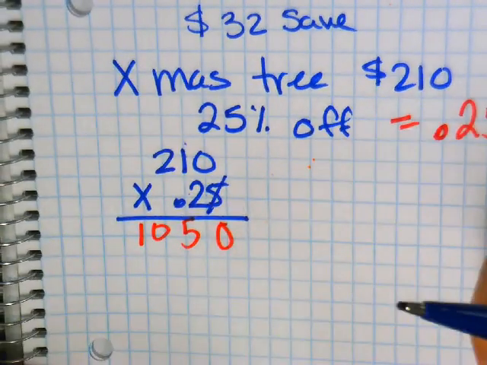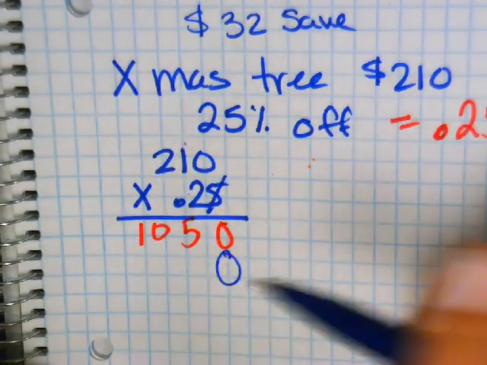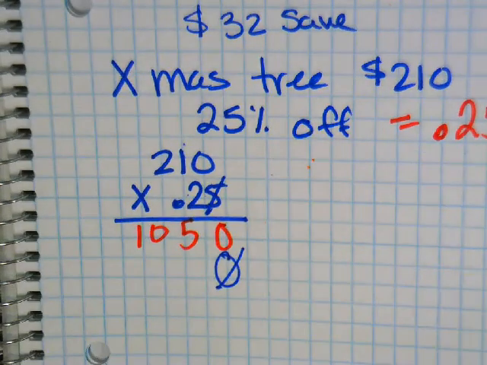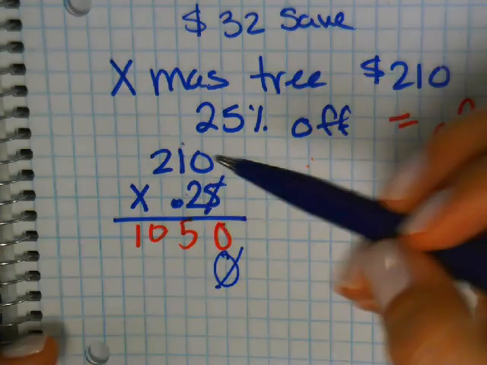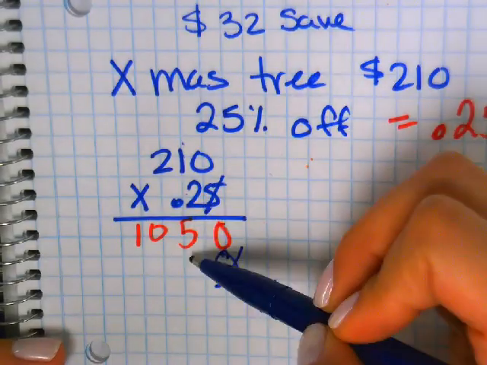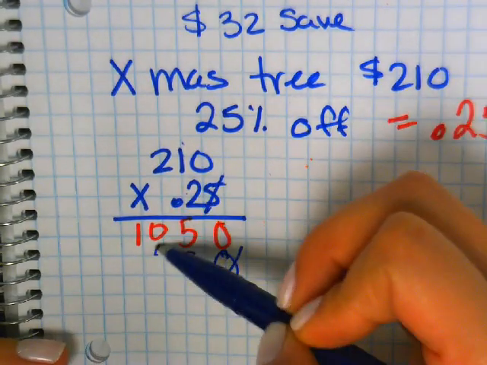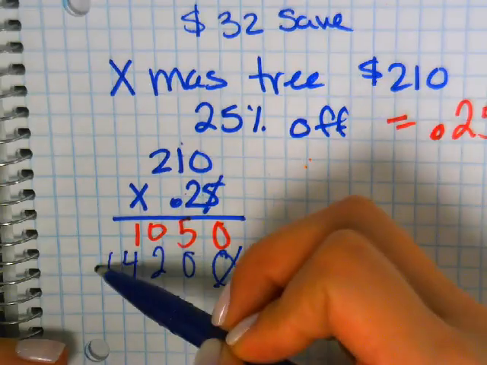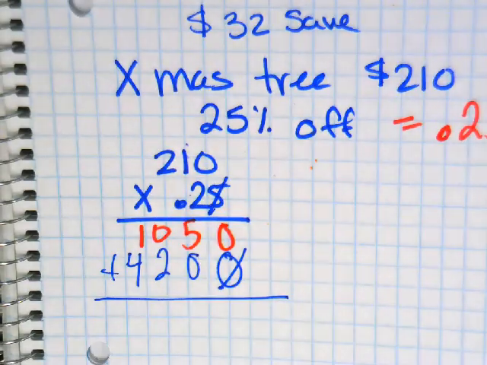Move on with the 2. First thing I do is add a 0 placeholder. That 0 is just a placeholder. Now I get to multiply everything by 2. 2 times 0, 0. 2 times 1 is 2. 2 times 2 is 4. Make sure you line up all of your numbers.